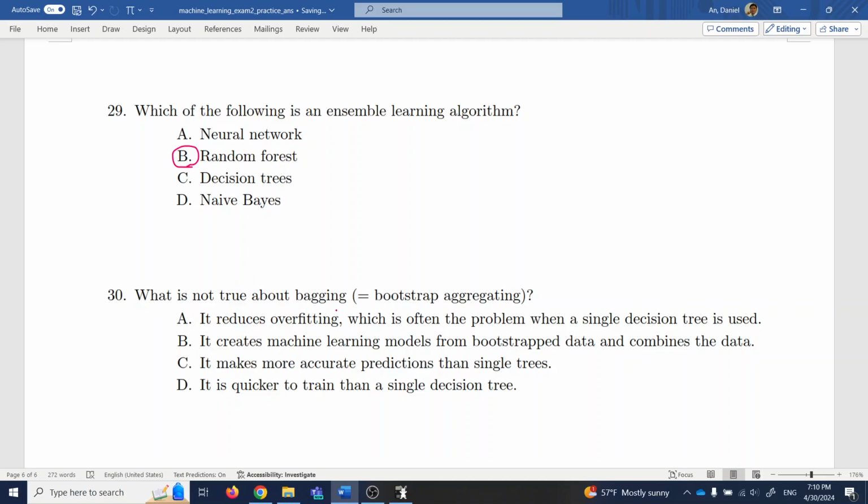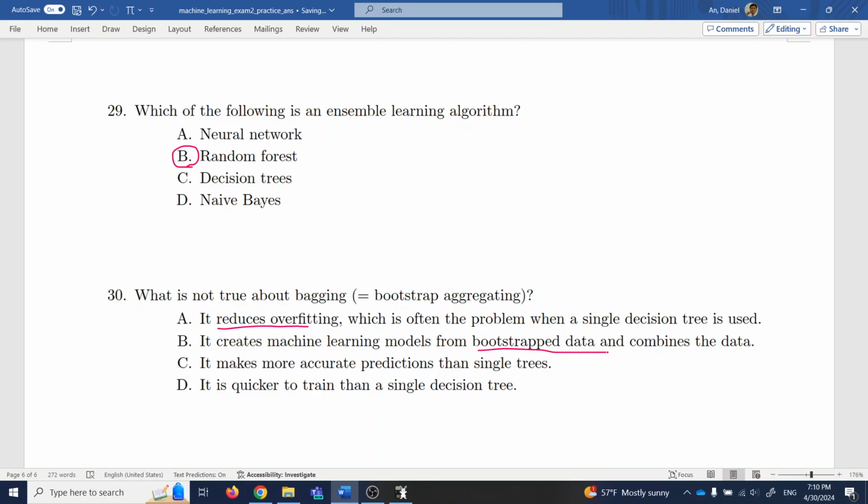So bagging is bootstrapping, aggregating. Bootstrapping, so B, and aggregating, AGG. That's why it's called bagging. And bagging is what random forests do. It builds different trees by bootstrapping, and then it aggregates the conclusions to give a conclusion. So that's what random forests do. And the purpose for doing it is it reduces overfitting. So that's good. Okay. It creates machine learning models from bootstrap data and combines the data.